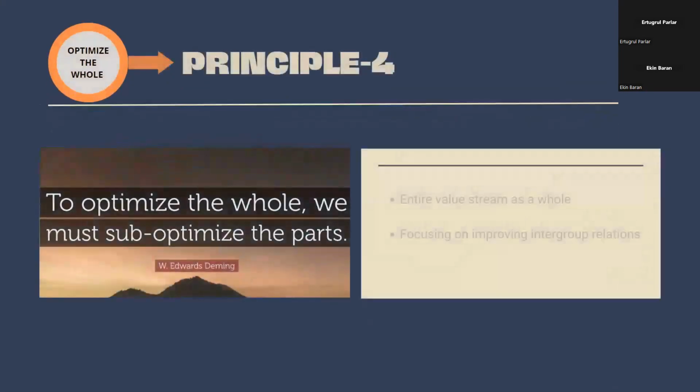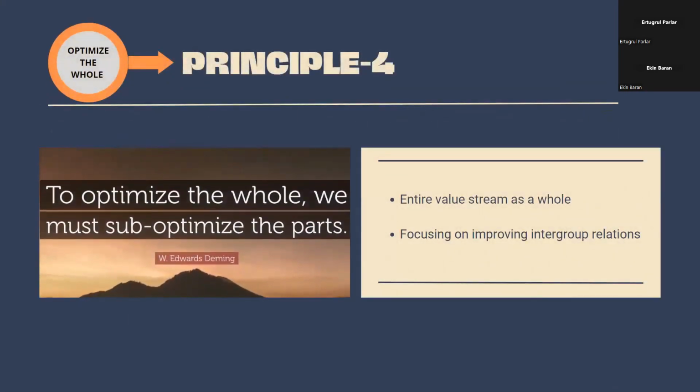Lastly, the fourth principle, optimize the whole, also known as systems thinking. It emphasizes the idea of seeing the big picture rather than focusing solely on individual processes. It is considering the entire project through an end-to-end process. This end-to-end process is also called the value stream. So optimize the whole is considering the entire value stream. Now I would like to hand over to Ertuğrul to talk about the remaining principles.